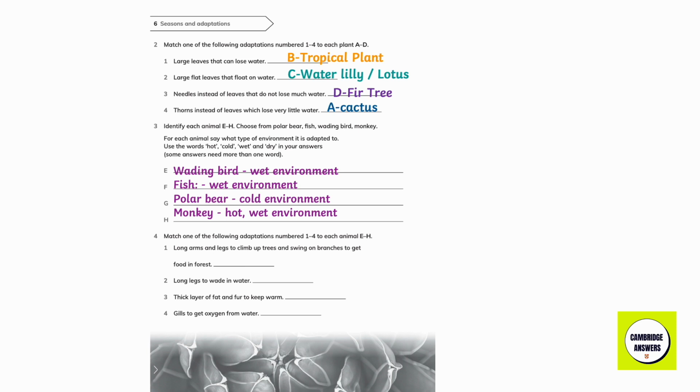Match one of the following adaptations numbered 1 to 4 to each animal E to H. Long arms and legs to climb up trees and swing on branches to get food in forest. H. Long legs to wade in water. E. Thick layer of fat and fur to keep warm. G. Gills to get oxygen from water. F.